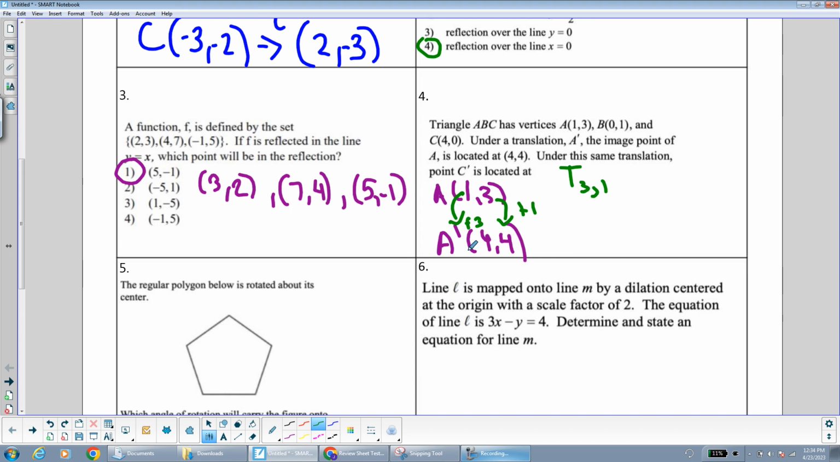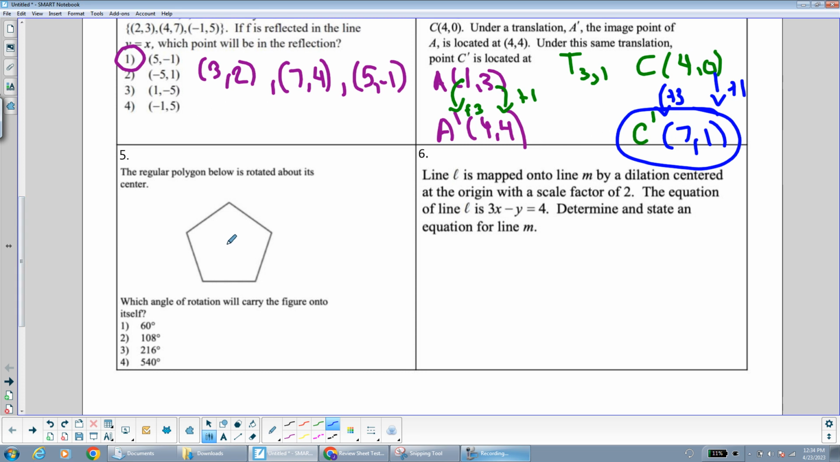So the transformation is 3 to the right on the x-axis, and 1 up on the y-axis. So if I want to get C prime, point C is 4, 0, I can just apply the same translation. We can add 3 and we can add 1. So that would be 7, 1 for the point C prime.